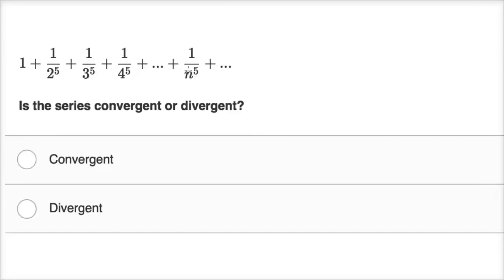So we have an infinite series here, 1 plus 1 over 2 to the fifth plus 1 over 3 to the fifth, and we just keep on going forever. We could write this as the sum from n equals 1 to infinity of 1 over n to the fifth power. And now notice when n is equal to 1, this is 1 over 1 to the fifth, that's that over there, and we could keep on going.